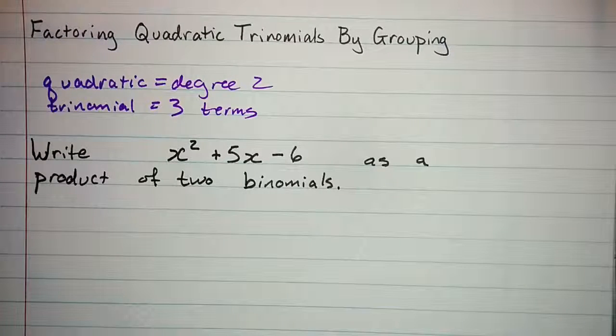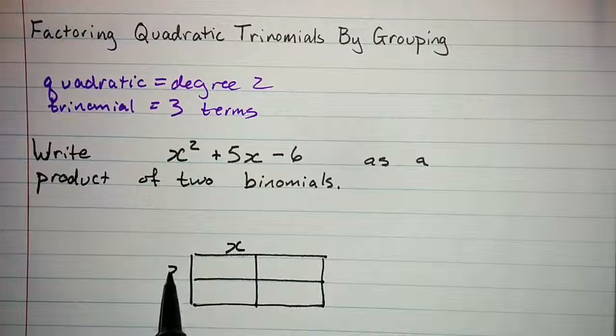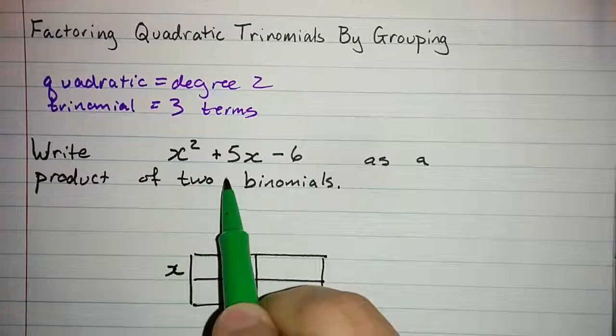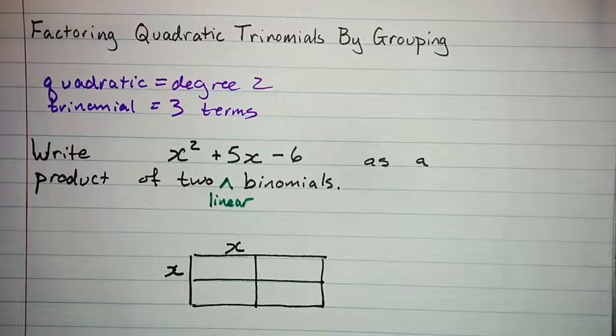We know what the 2 binomials are going to look like, right? They're going to be 2 linear binomials. That's always going to happen. A quadratic trinomial will always be the product of 2 linear binomials, if we can factor it at all.